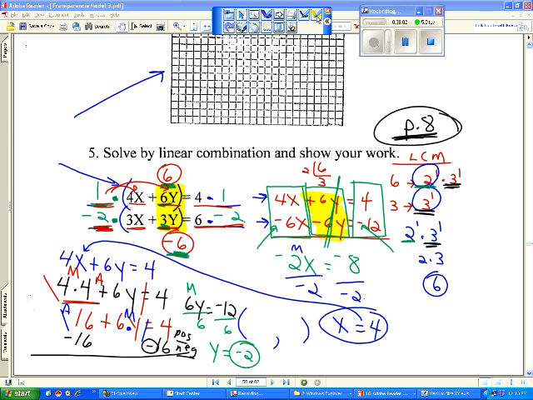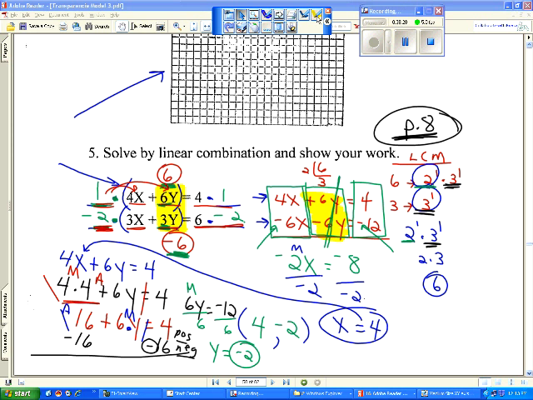So my solution is 4, negative 2. We took this one system, we solved it by substitution, and then by graphing, and now by linear combination, and we got the same answer all 3 times. That'll be the same way it'll be on the test.